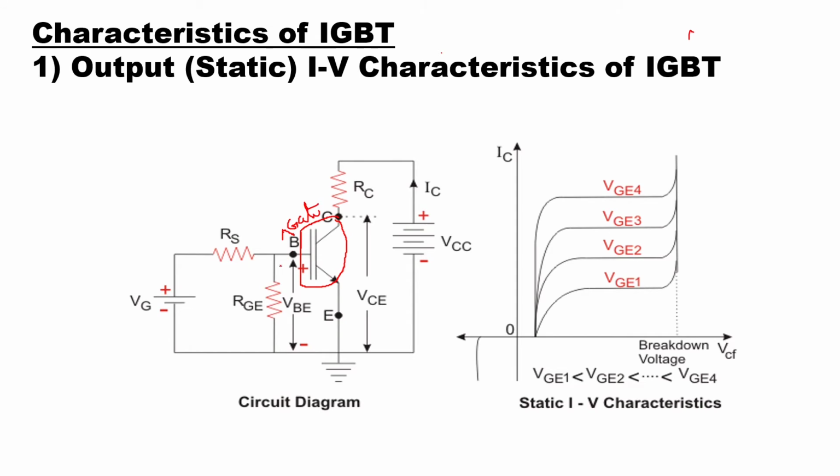So this gate is connected to the VG voltage. Here the positive is connected to the gate and the negative is connected to the emitter. This is the emitter. Similarly, a positive is connected to the collector and negative is connected to the emitter, same as what we have shown in the structural diagram. That voltage will be called VCC here.